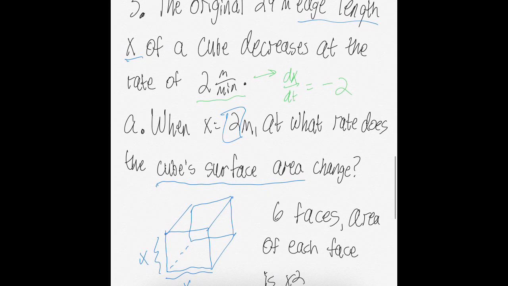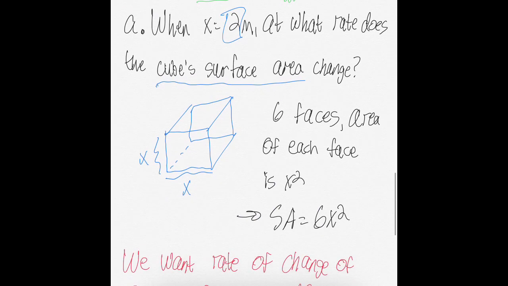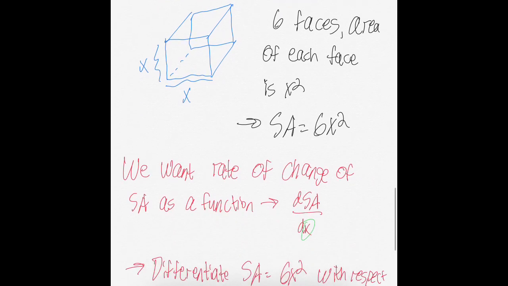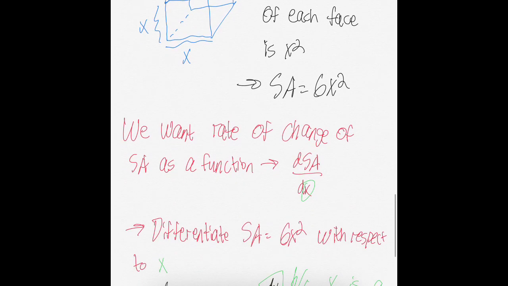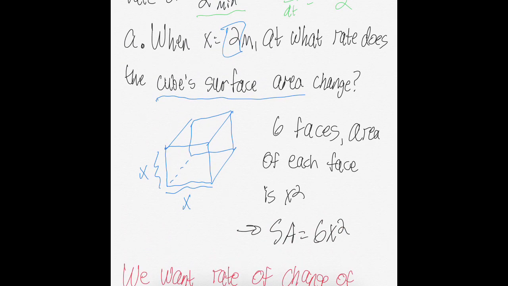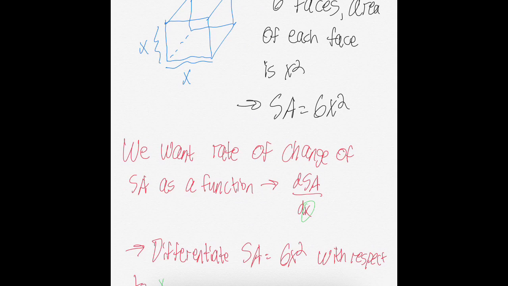So let's go ahead and circle this. MyMathLab says that we are correct. So here we needed to find our formula for surface area. Once we had that, we had to think about what we were looking for. We were looking for the rate of change of surface area with respect to x. The reason that we know that is because it says when x equals 2 meters.